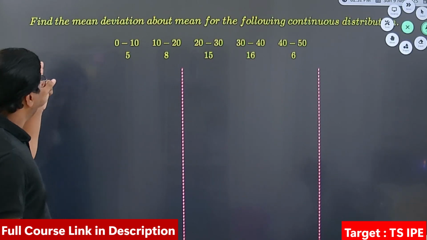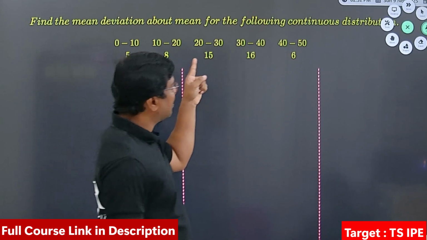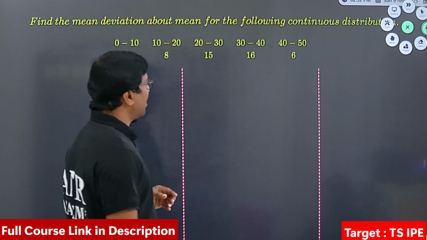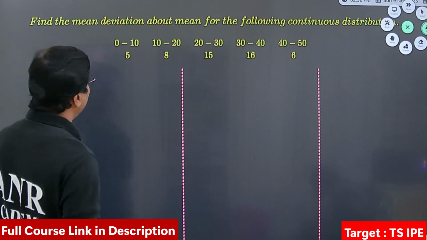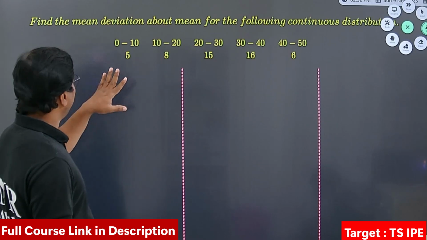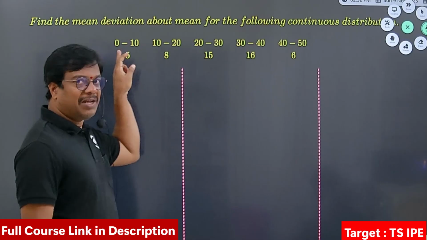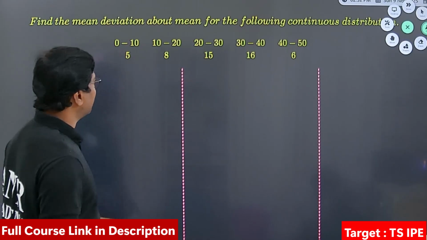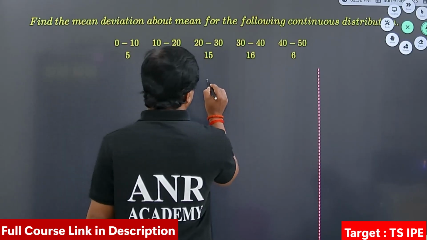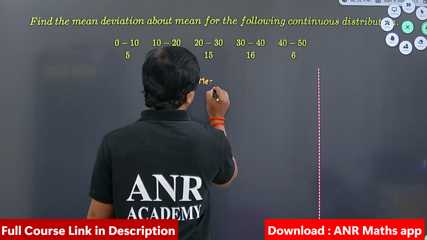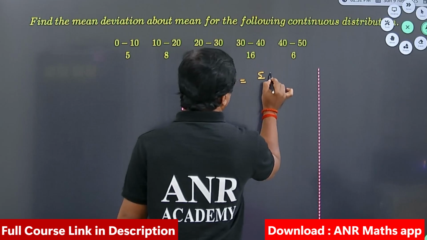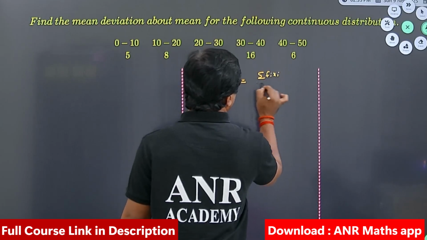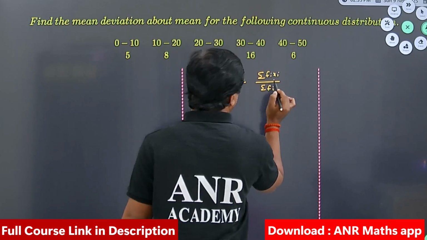See this question. Find the mean deviation about mean for the following continuous distribution. Class intervals and their frequencies are given. Again, it is required to find first the mean, after that the absolute deviations, and then go for mean deviation. So the mean formula, denoted by x bar, is equal to summation Fi xi by summation Fi.